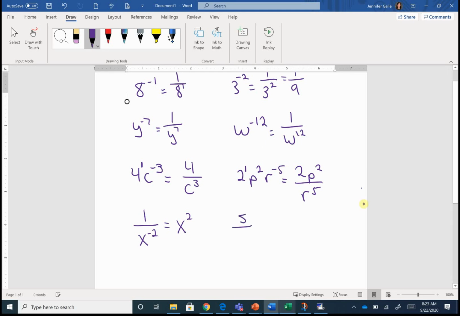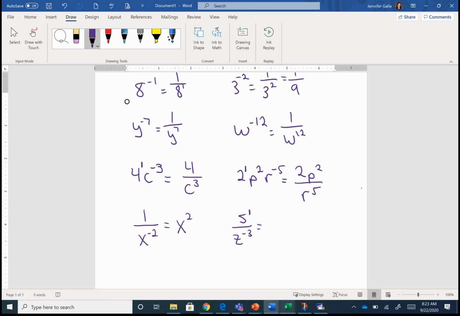Guys, a lot of you are not even trying these. We need to try them. That's a 5, yep. 5 over z to the negative third. What do we think's going to happen? What's the exponent on the 5? The exponent on the 5, remember, is a positive 1. Positive exponents, they are happy where they are. Don't move things with positive exponents. So think about what you need to move and where it's going to move to. That's what we need to think about.